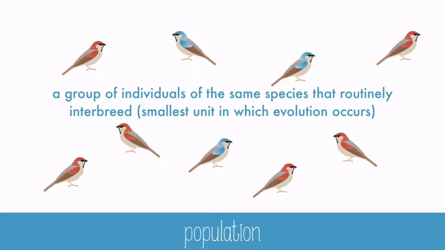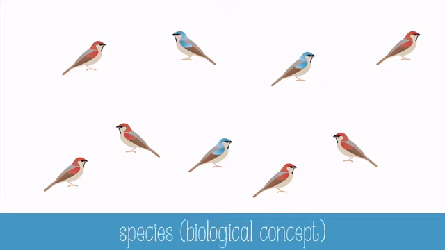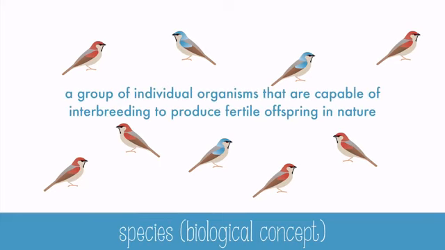Many people mistakenly think that evolution occurs in one individual, but actually it happens among a group, a species. There is some difficulty in defining a species, but we'll start with the biological concept of a species. It's a group of individual organisms that are capable of interbreeding to produce fertile offspring in nature.